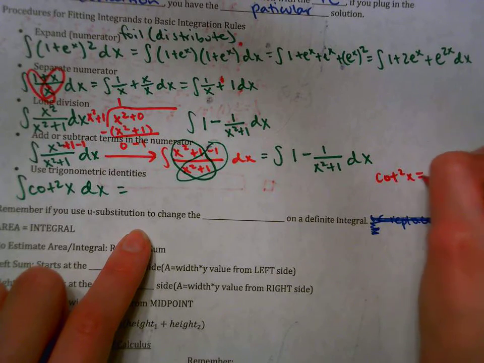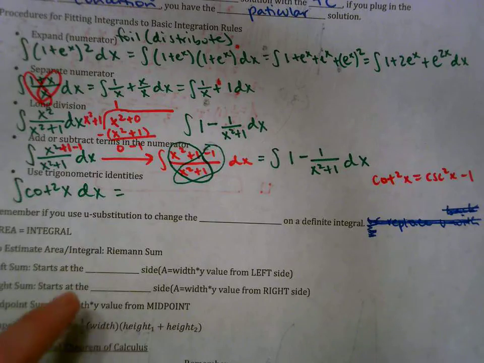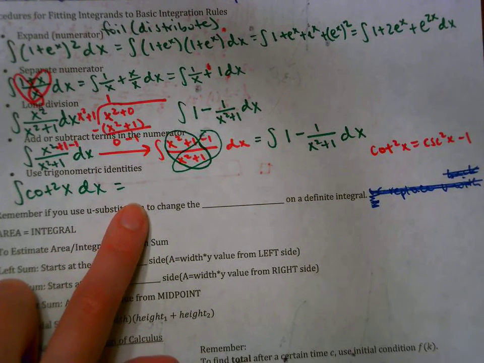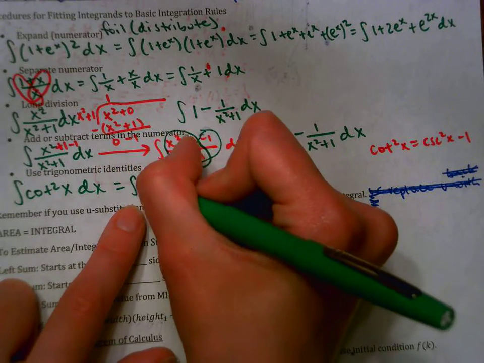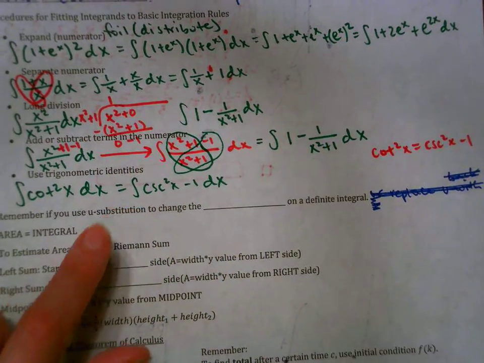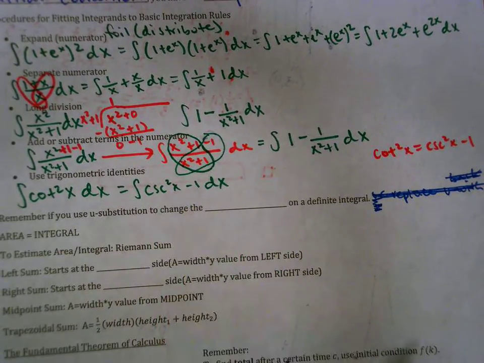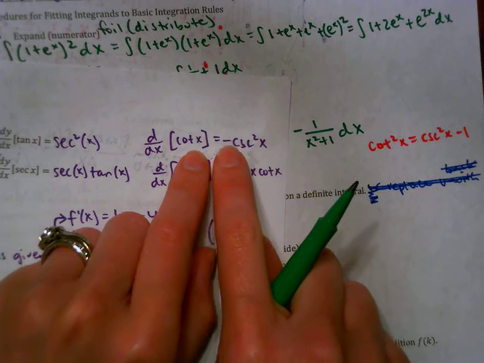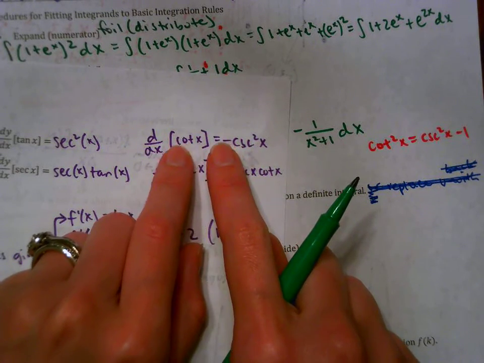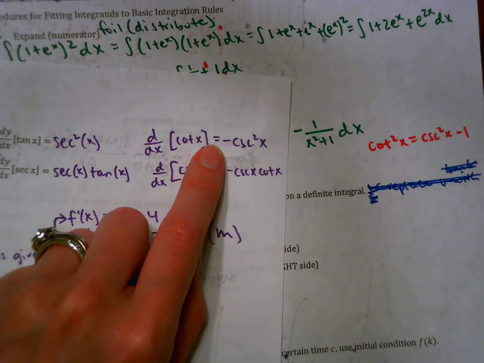Cotangent squared equals cosecant squared minus 1. It's a form of the Pythagorean identities. So I could rewrite my problem as cosecant squared minus 1, which, why is that better? Because whose derivative is cosecant squared? Well, that's really close to this. If it's just a negative difference, then I can just negate the answer. So it's like pulling out the negative.